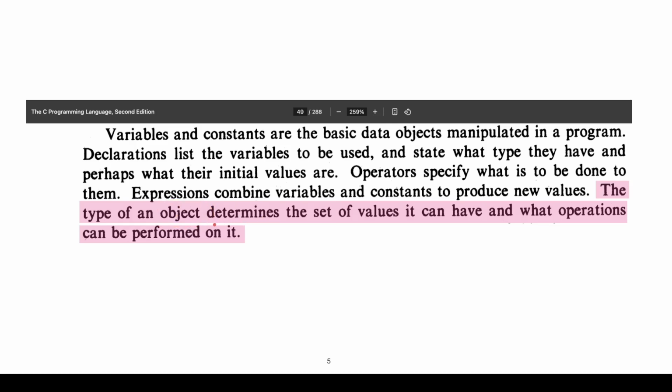So the type of the object determines the set of values. If I talk about variables in mathematics, variables can take values from their domain. If I say simply x, I don't know what it can take, right? So if I'm writing an equation such as x plus 1 equal to 0, I have to mention the domain. That domain is the set of acceptable values, and what operations can be done is also determined by the data type.